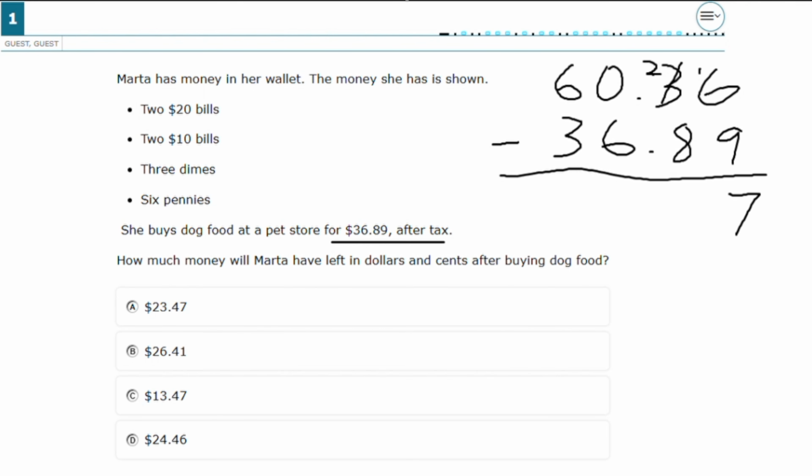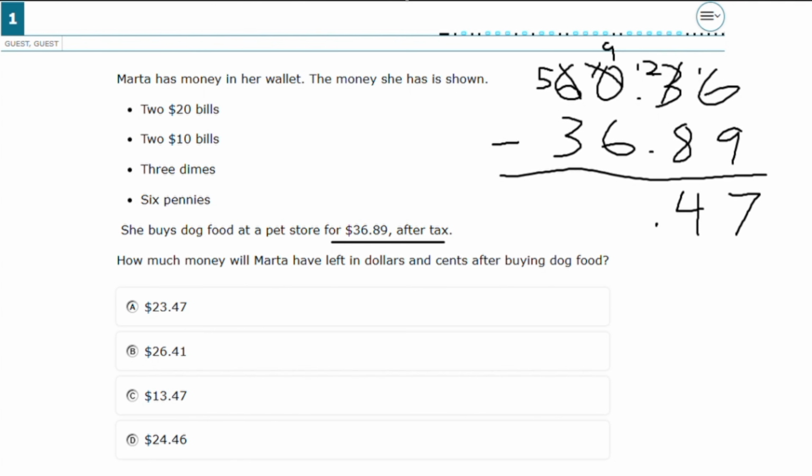We go to our neighbor 0, but 0 doesn't have anything. So we go to our neighbor the 6. Let's take away from the 6. We're left with 5. But we can't regroup straight away. We have to go to our next neighbor, the 0. Let's give him that 1 that we just took. So we have 10. But remember, our goal is to get to this 2. So we're going to take from that 10. This 10 now becomes a 9. Now we have 12 here. What's 12 minus 8? 12 minus 8 is 4.